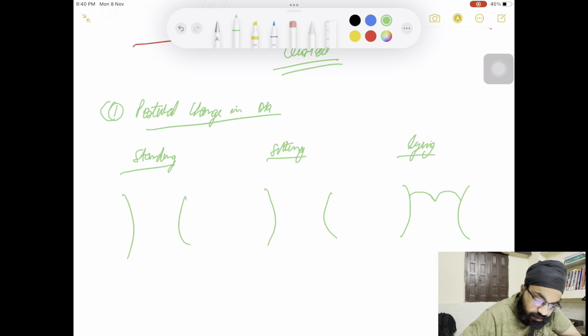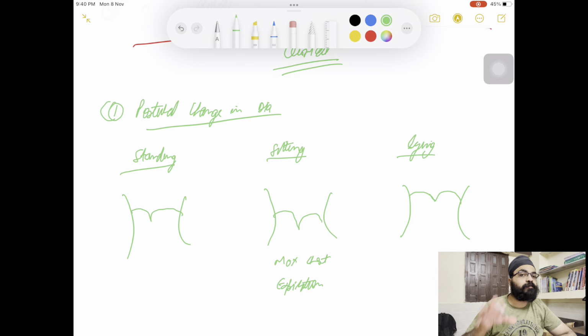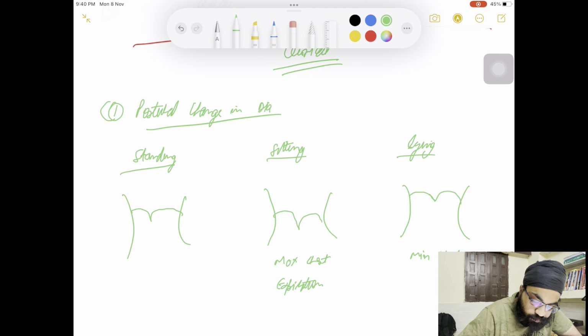Firstly, in lying, it is at the highest position. In standing, it is at the lowest position. And in sitting, it's the intermediate position. So maximum chest expansion is taking place while sitting. That's why asthmatic patients, when they have an asthmatic attack, they sit and inspire. That is also a separate clinical scenario. We'll talk about it in a bit. In lying, it is the highest position, so minimum chest expansion.